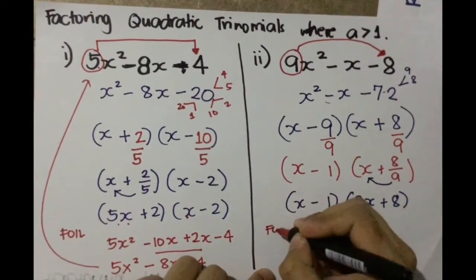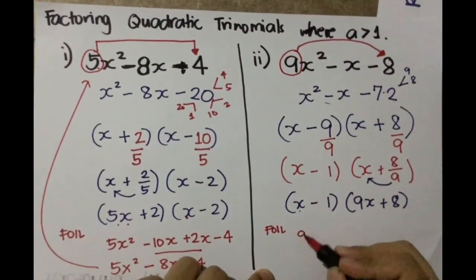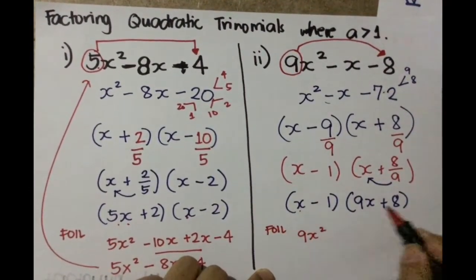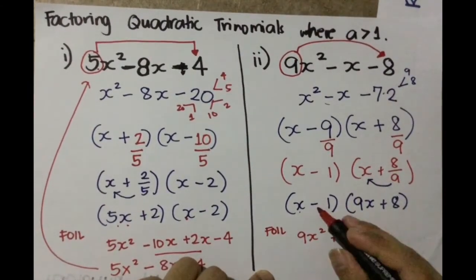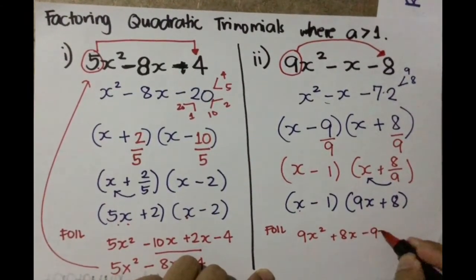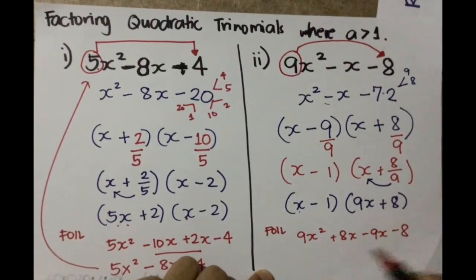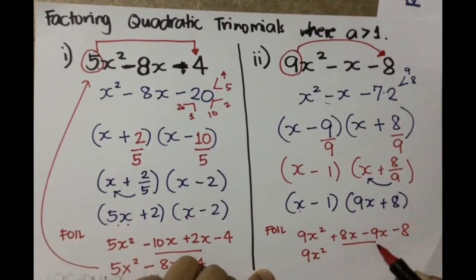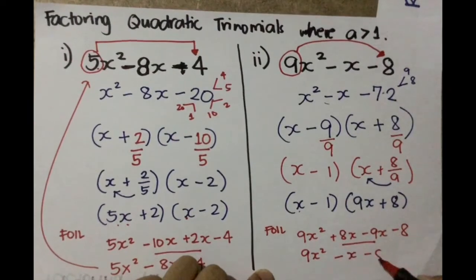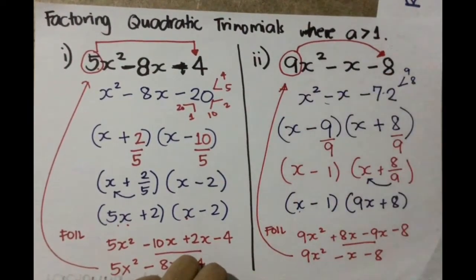Use the FOIL method. Let's check. x times 9x is 9x squared, and x times 8 is positive 8x, negative 1 times 9x is negative 9x, negative 1 times 8 is negative 8. So 9x squared, combine similar terms, that will give you negative x minus 8. This expression is equal to this expression. Okay? So I hope you will try that with the other factors.